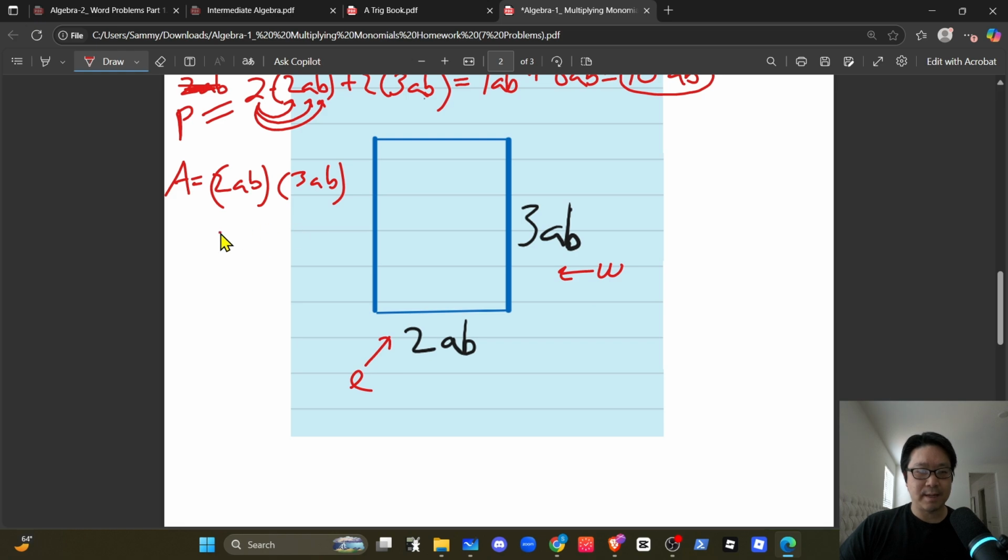It's going to give us 6, right? 2 times 3 is 6, and then a squared, okay? These have the same base, and then b squared, okay? So that's going to be 6a squared b squared is going to be our area.